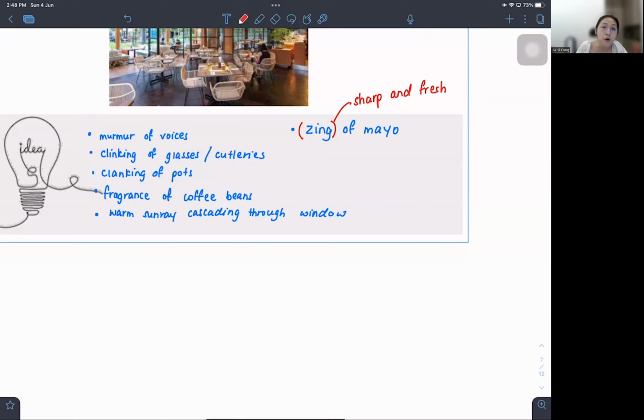We can also use this word for onion. As long as that feeling, when you eat that thing, it actually wakes you up. Okay? Or sometimes we can also use zing to describe spicy.